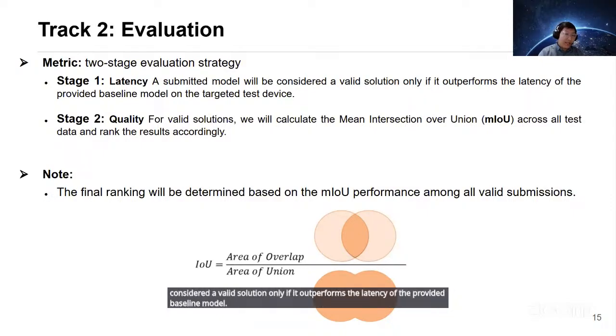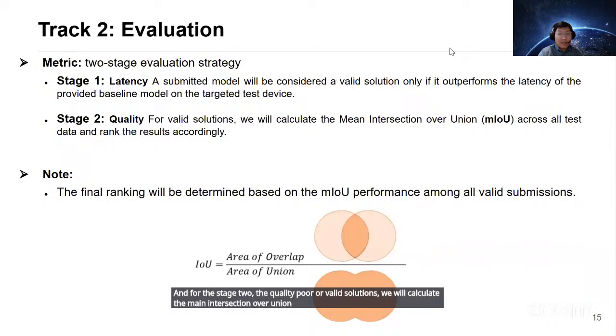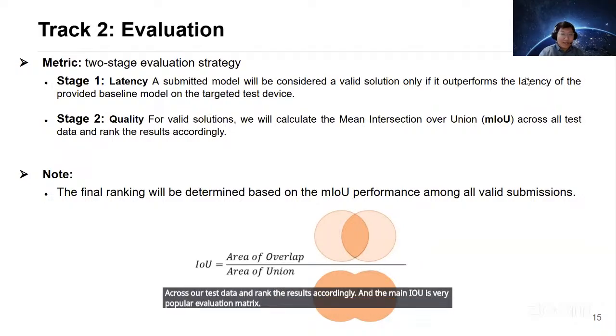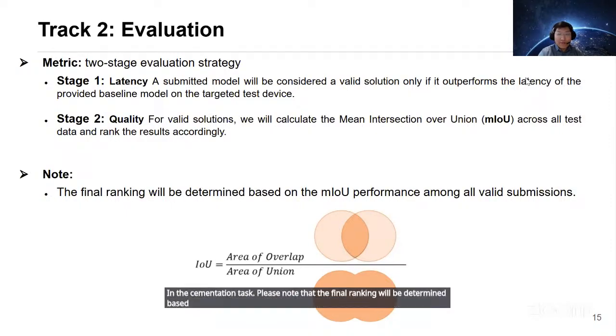And for stage two, the quality, for all valid solutions, we will calculate the mean intersection over union, which is mean IOU, across all test data and rank the results accordingly. And the mean IOU is a very popular evaluation metric in the segmentation task. Please note that the final ranking will be determined based on the mean IOU performance among all valid submissions.